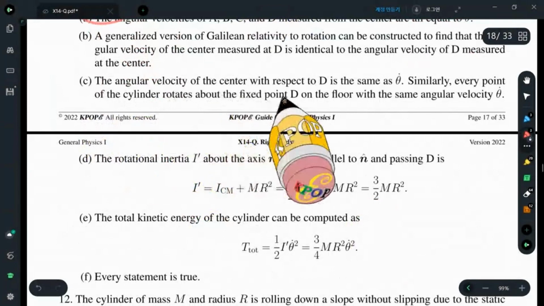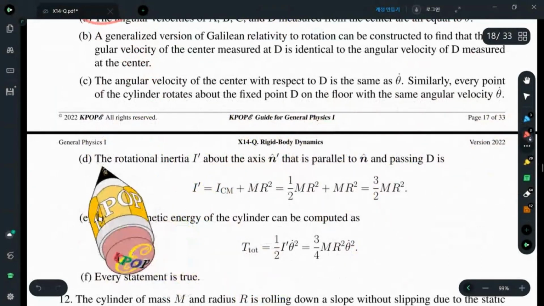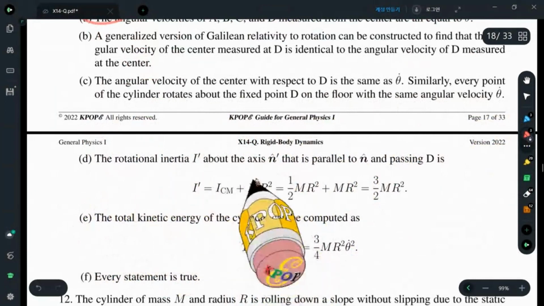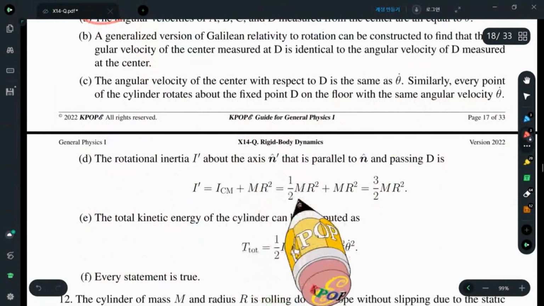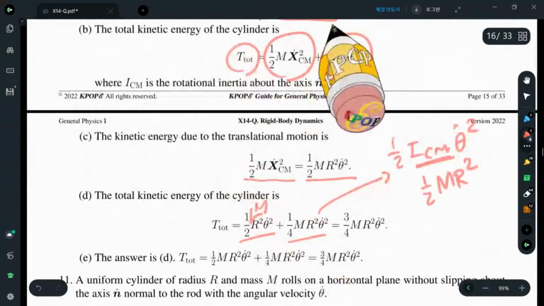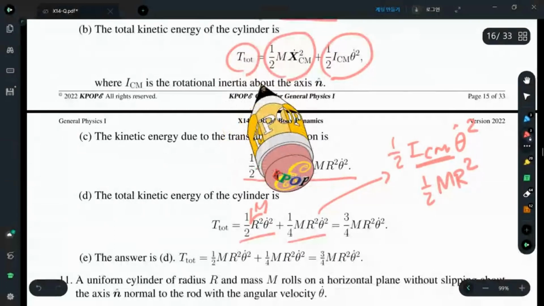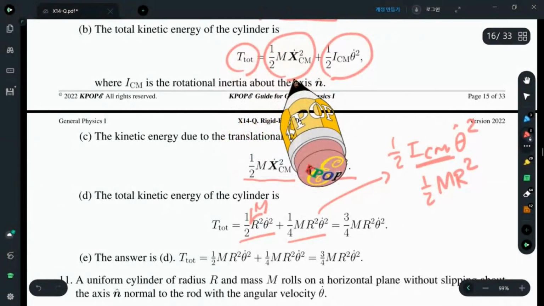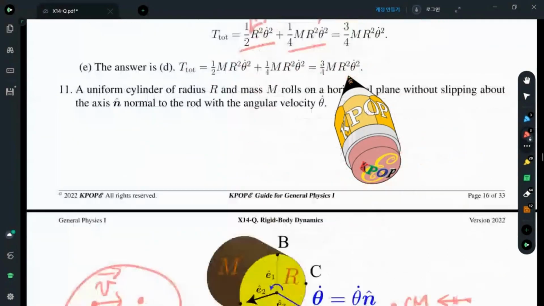So the angular velocity of the center with respect to D is the same as theta dot. It is a trivial problem. And I prime can be computed using the parallel axis theorem, and that is consistent with the result we have obtained, to compute the total kinetic energy to be the sum of the translational kinetic energy and the rotational kinetic energy of an axis that is passing through the center of mass.